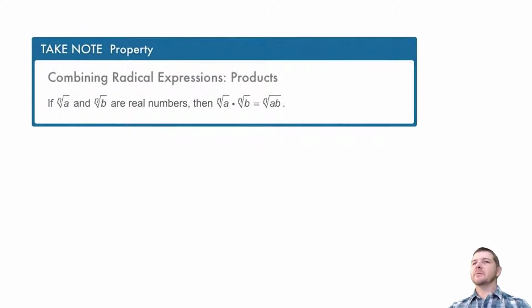Take note, property, combining radical expressions, products. If the nth root of a and the nth root of b are real numbers, then the nth root of a times the nth root of b equals the nth root of the product, a times b.